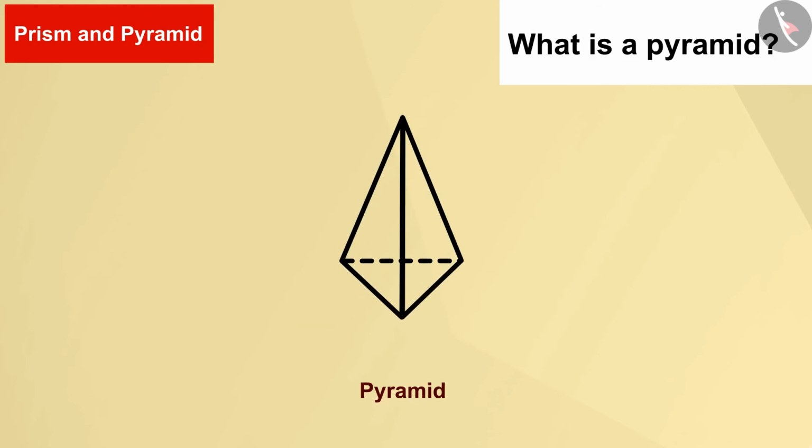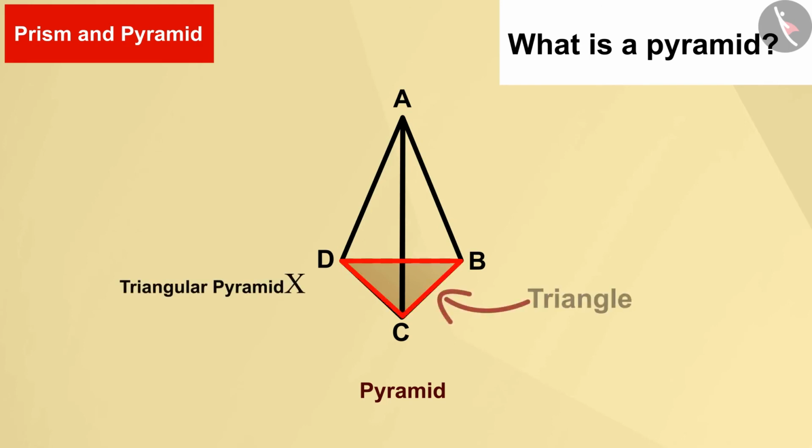It has 4 points, which we will write as A, B, C, and D. This solid has only one base, which is a triangle. It has 3 faces and all 3 are triangles, one on right, one left, and one back. It is a triangular pyramid because its base is a triangle.